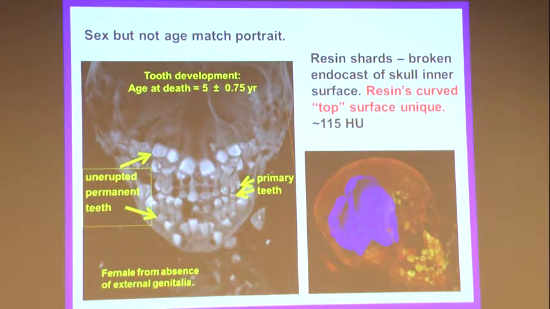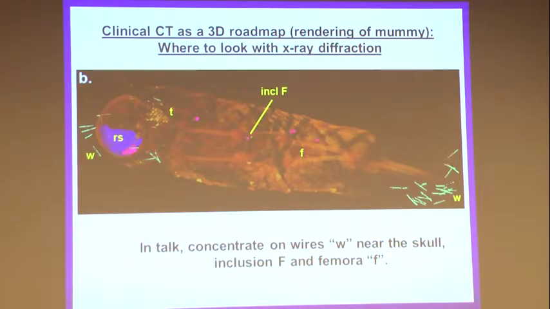Resin is used in the preservation process, and some of it got into the skull. What we have is an endocast of the skull, which is actually extremely rare because this is a conformal shell. The resin was actually very curved, and as far as I've seen, it's never been observed before. It's cracked because of handling, not by me, but before I got it.